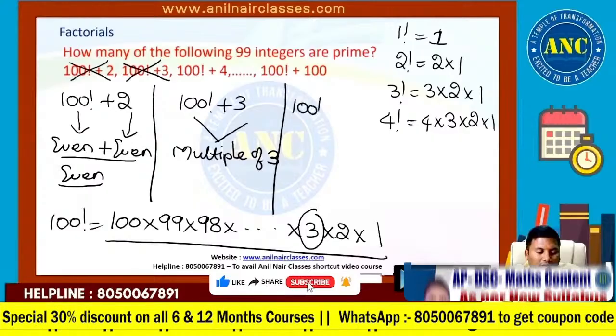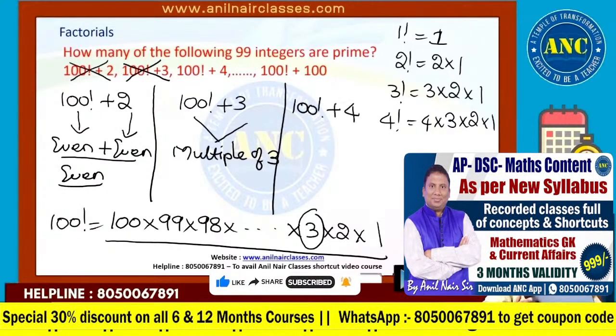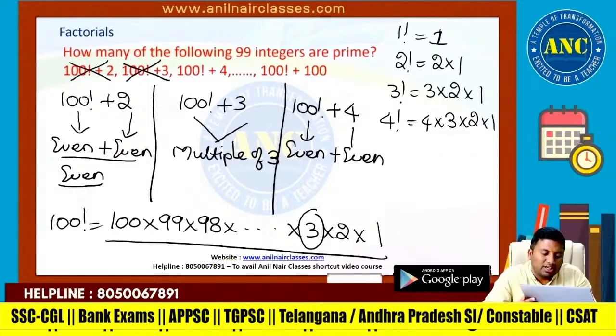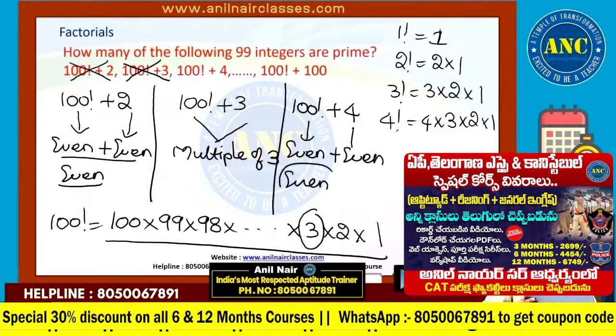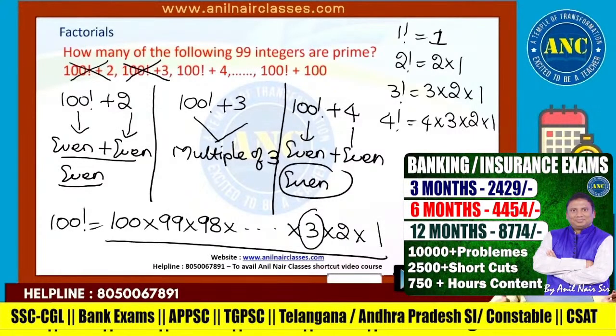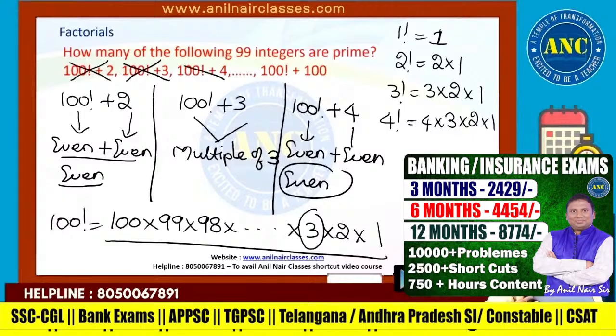100 factorial plus 4. 100 factorial is an even number. 4 is also an even number. Even number plus even number, it is an even number. There is no even number other than 2 which is a prime number. So 100 factorial plus 4 is not prime.